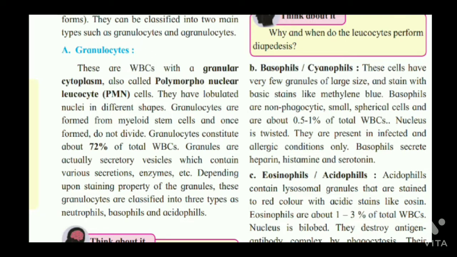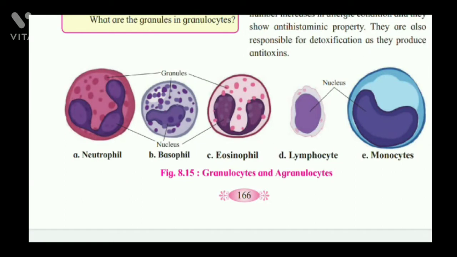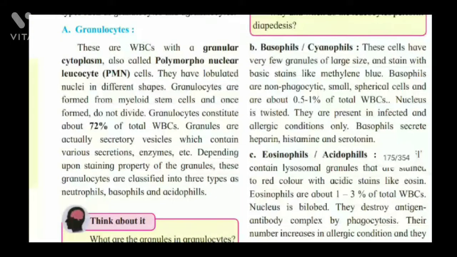Granulocytes constitute about 72% of total WBCs. Granules are actually secretory vesicles which contain various secretions, enzymes, etc. Depending upon the staining property of the granules, these granulocytes are classified into three types: neutrophils, basophils, and acidophils. Let's see the diagram. So this is neutrophil, then B is basophil, C is eosinophil, and we have lymphocyte and monocyte. These diagrams are very important. The questions can come directly from the diagram also.